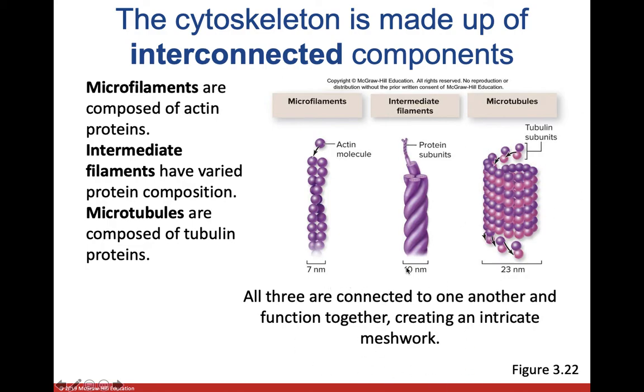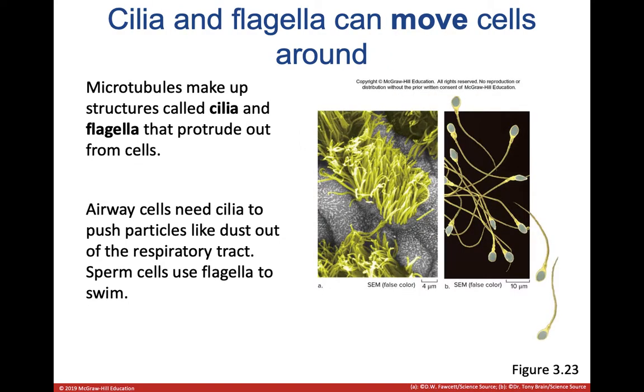Now, all 3 of these different types of filaments are interwound together, interconnected. They all work together to form the cytoskeleton of a eukaryotic cell. Microtubules make up things like the cilia and the flagella that are used to move cells around.